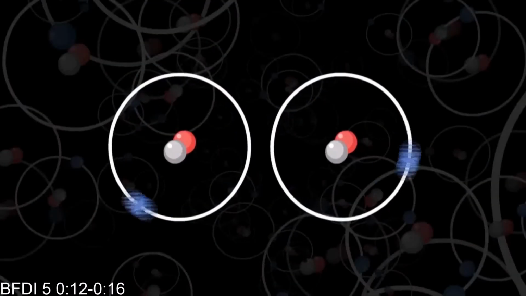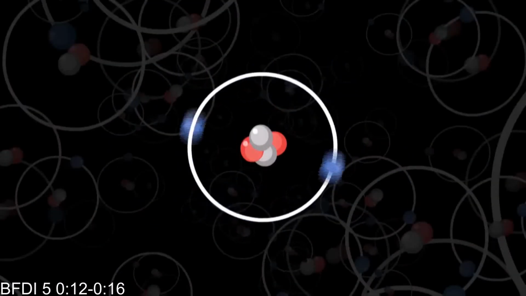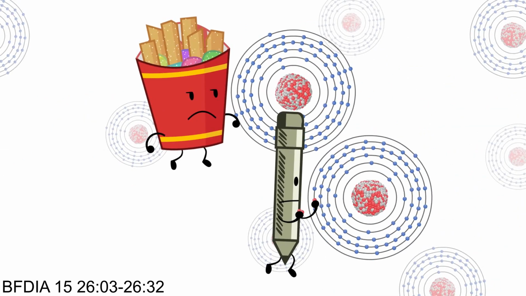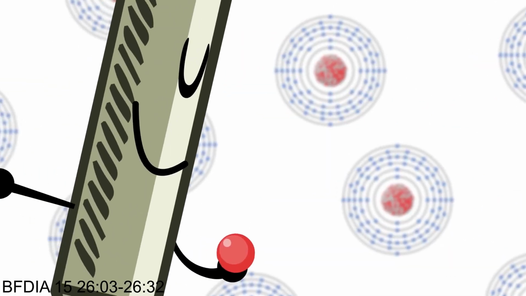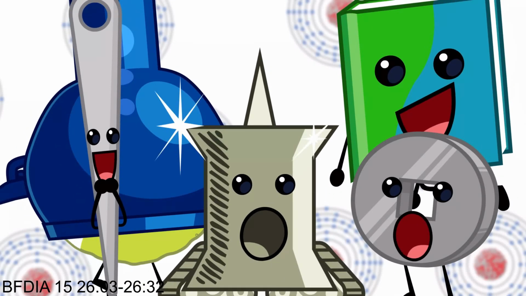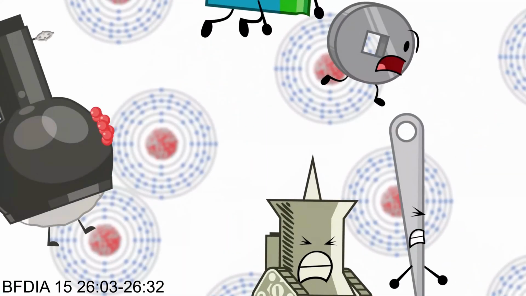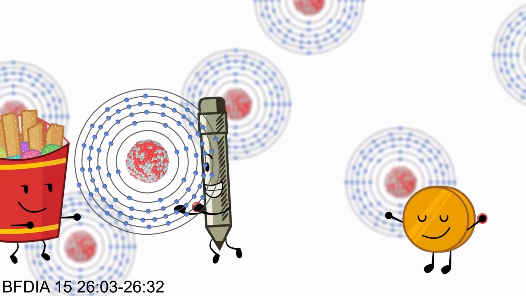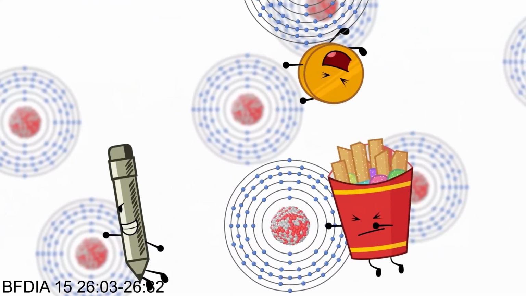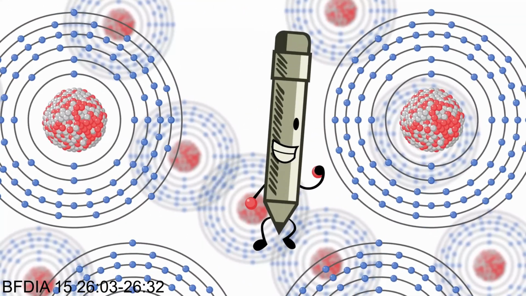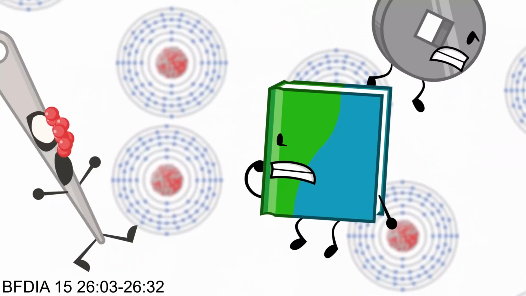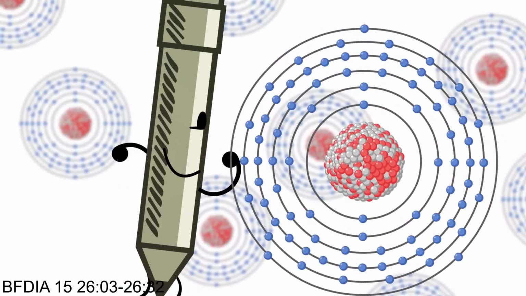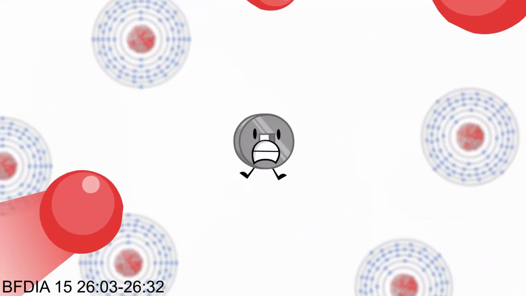So the atoms at the start of BFDI 5 are 1-1-(1-0). But there is one scene that I still need to talk about. In BFDI 15, Coyne, Pencil, and Fries remove red particles from some atoms, and when they do that, the number of blue particles also changes. I don't really know how to explain this, but here is my attempt.